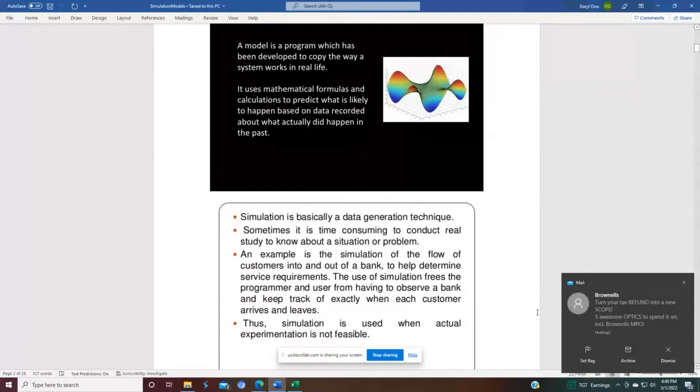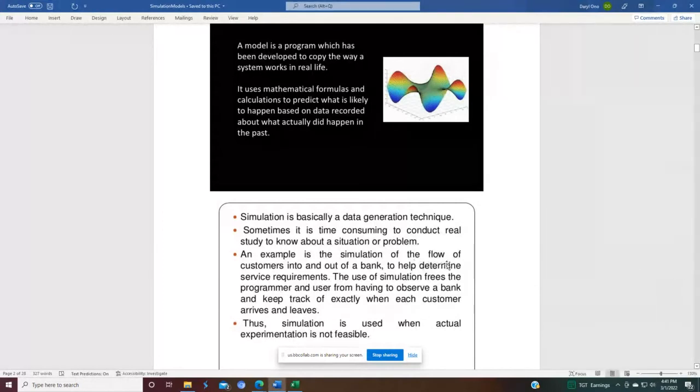Okay, so you can see the example that they have there. They have a riverbank and they want to build some type of, not a riverbank, just your typical bank. And you want to determine service requirements. So we saw that last week when we were doing the queuing models. So the use of simulation then frees the programmer and user from having to observe a bank and keep track exactly when each customer arrives or leaves.